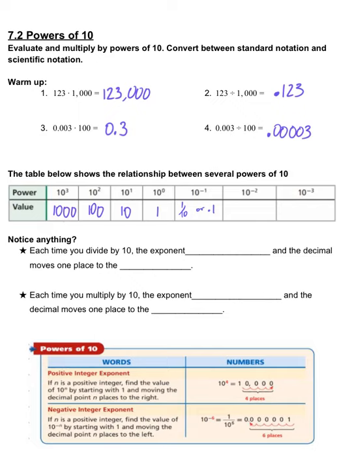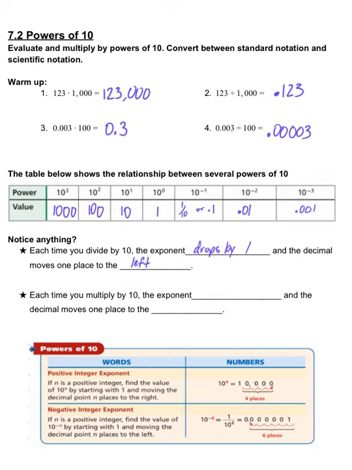Alright, and since we're in scientific notation this lesson, we're going to use decimals, even though last time we used fractions. 10 to the negative second is going to be 0.01, and 10 to the negative third, 0.001. Right, so a couple things you might notice is each time we divide by 10, the exponent drops by 1. And the decimal place moves 1 to the left.